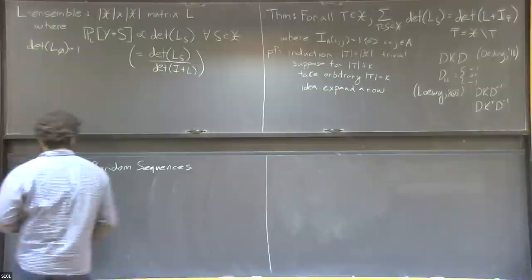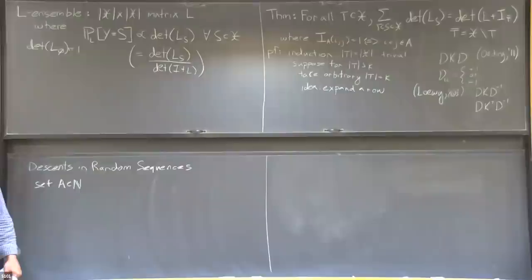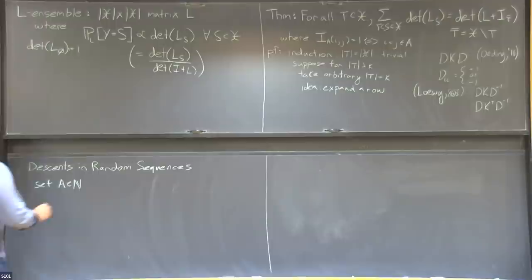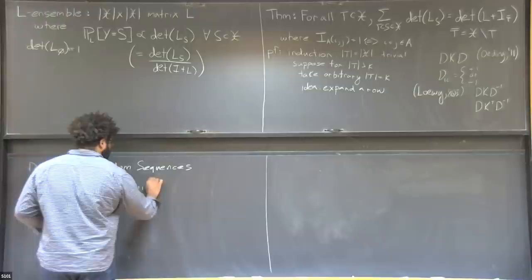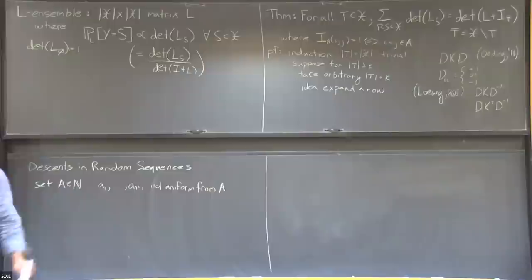So let's suppose you just have some set A, which we can say is a subset of the natural numbers. Say it's finite, to make our lives easy. And suppose we define a random sequence by randomly choosing elements from the set IID. So we choose A1, and so on. And now what we want to do is look at descents. So we want to look at places where a number is less than the number that came before it.